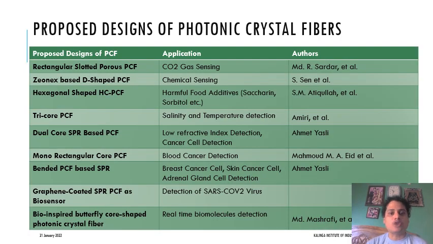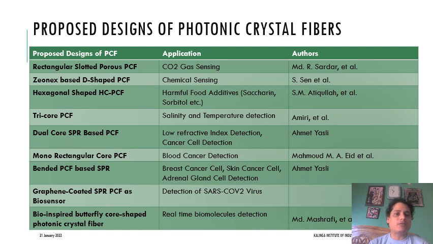Now these are short descriptions of designs for different PCFs proposed by different scholars from different parts of the country. For the first proposed design of PCF, I have taken its corresponding application and the corresponding author. The first type was a rectangular slotted porous photonic crystal fiber, whose application is the detection of carbon dioxide gas.